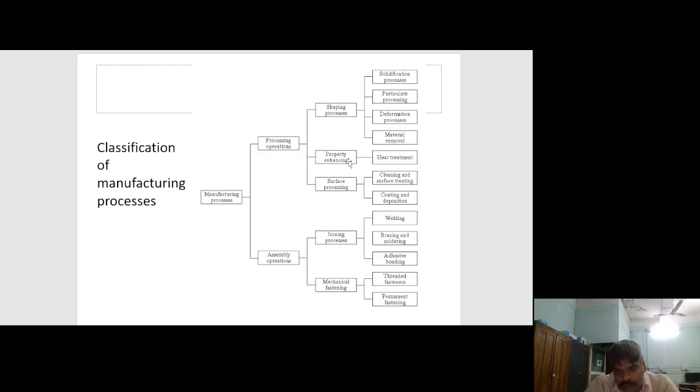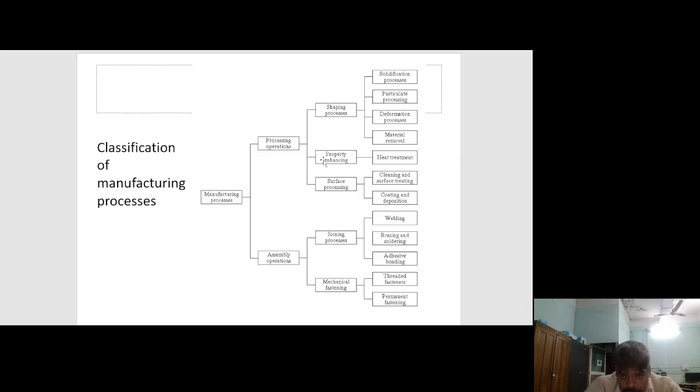Property enhancing is the heat treatment. If you want to increase the toughness, or if you want to make the surface of the material more hardened, then case hardening. So by using different heat treatments, we can increase the properties of the material. We can increase the ductility, the hardness, the toughness, the brittleness. So these are the property enhancing processes.